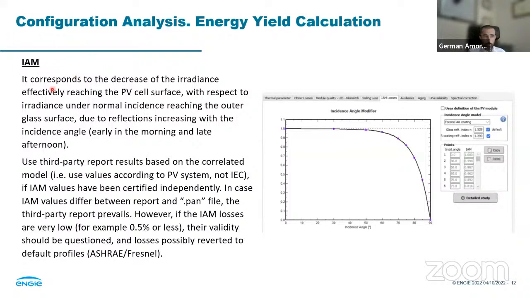The other key topic is about IAM losses. I highly recommend that for these dedicated losses, we do not use directly the PAN file of the manufacturer. If possible, use a third party certification entity like TÜV or Bureau Veritas, who can provide a dedicated report on exactly what the IAM losses are for the PV module that you are using in your project.